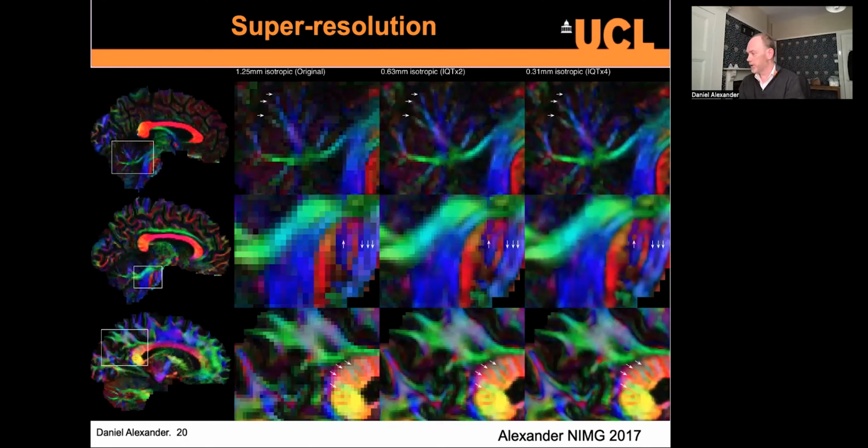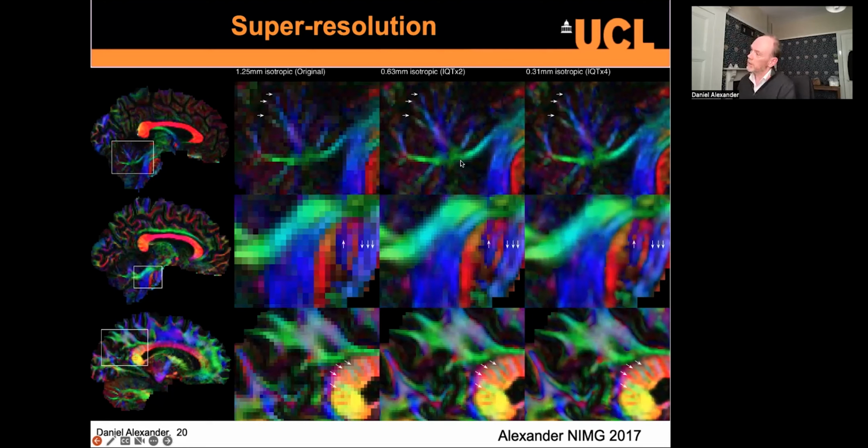Another kind of nice result from that same paper, the original IQT paper, really just a sort of tantalizing result. Say we learn a mapping from 2.5 millimeter to 1.25 millimeter resolution. Can we assume some kind of fractal properties of brain images, which means that the mapping from 1.25 to 0.63 is approximately the same? So we can apply that same mapping again to the original high resolution image to get a super high resolution image, and then even do it again to get an even higher resolution image.